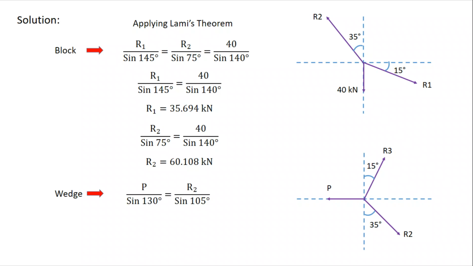Similarly for the wedge, the force diagram is in front of us, and we also apply Lami's theorem for the wedge. So P divided by sine of the angle between R2 and R3, that is 130, equals R2 divided by sine of the angle between P and R3, that is 105. We are interested only in calculating the P value, to determine the P force. R2 we have already calculated, that is 60.108. Just put the value in, simplify it, and we get P equals 47.67 kilonewton. In this way we can solve any problem of a wedge.